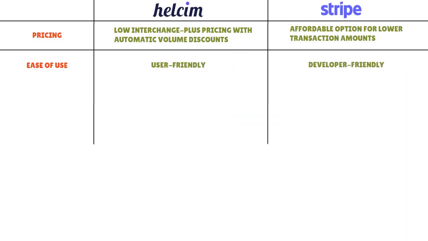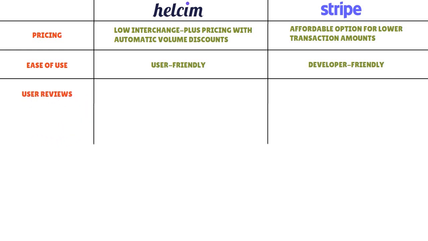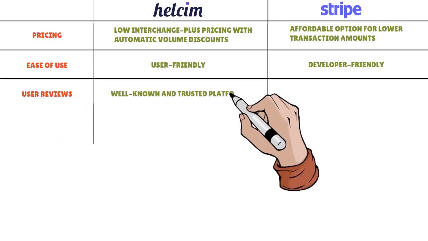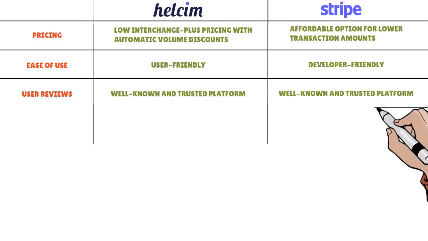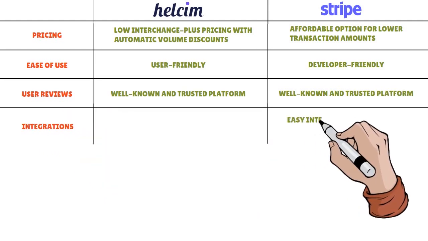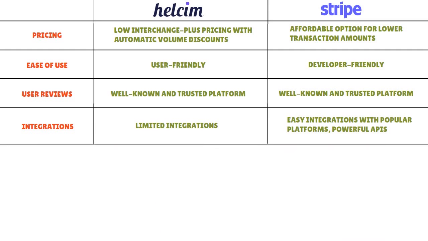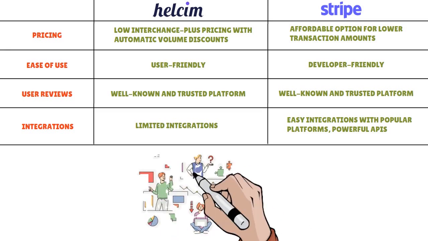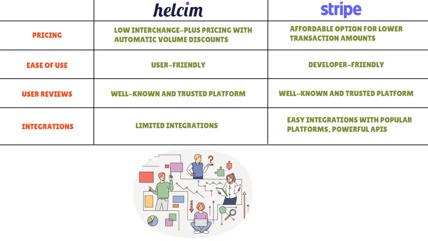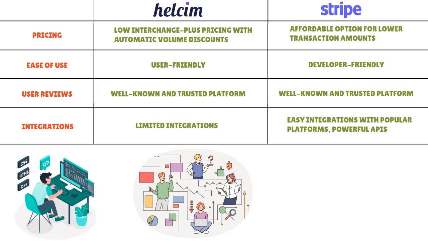Okay, and in terms of user reviews, people love the fact that those two platforms are well known and trusted platforms. Okay, so that's really good. And integrations, you do have way more integrations with Stripe than you do with Helcim. So something to really keep in mind. And one thing you need to understand here also is that Stripe actually stands out with its extensive list of integrations and powerful APIs. So if your business requires seamless integration with third-party applications or custom development, you do want to really go with Stripe.